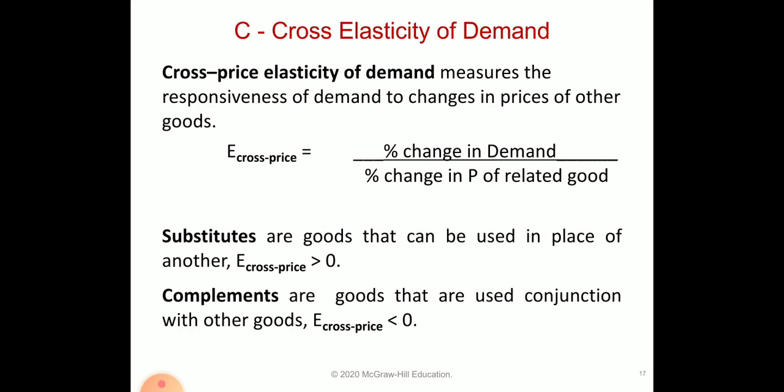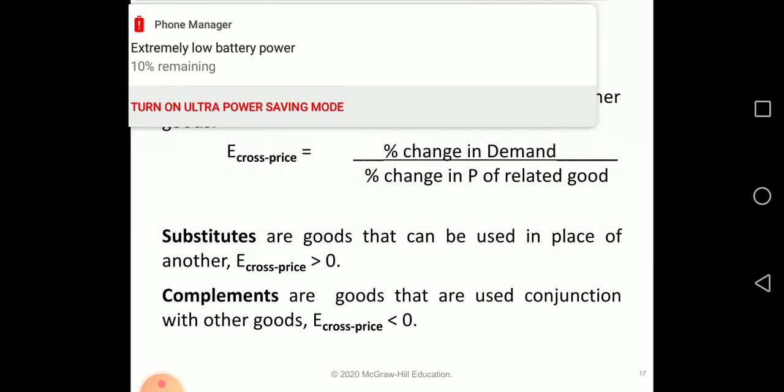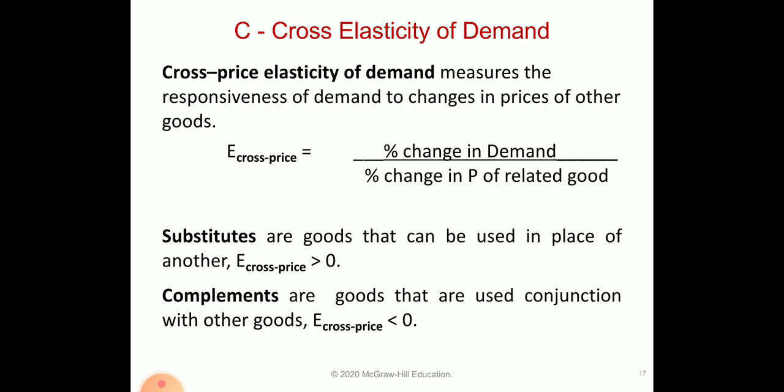Let's see. I have here cross elasticity of demand. Cross price elasticity of demand measures the responsiveness of demand to changes in the price of another good. So E cross price is the percent change of demand over the percent change in the price of the related good.